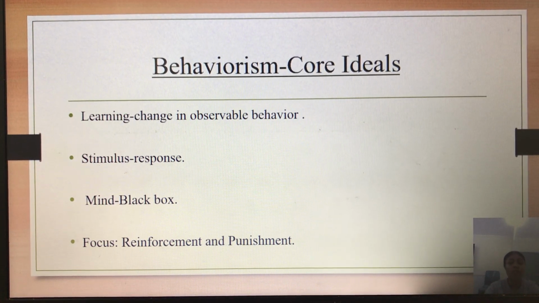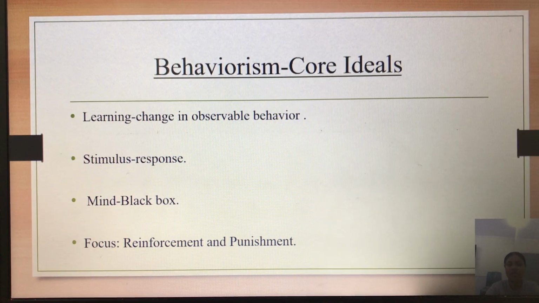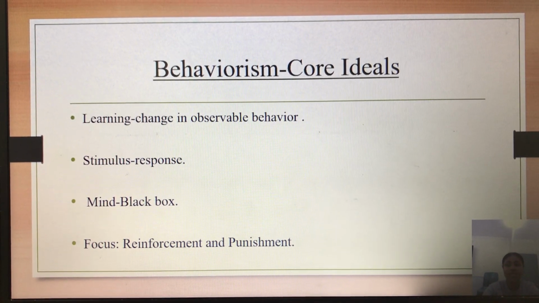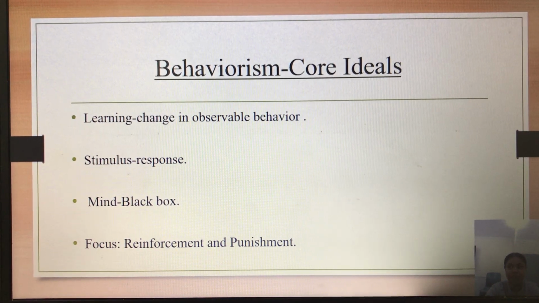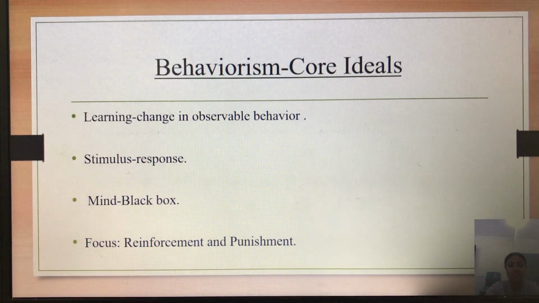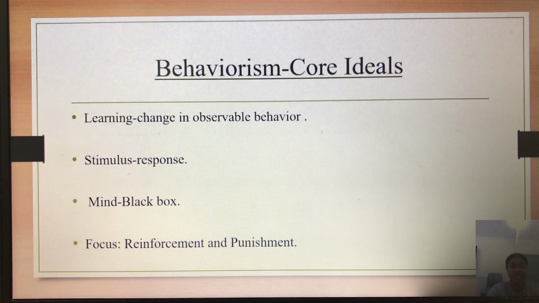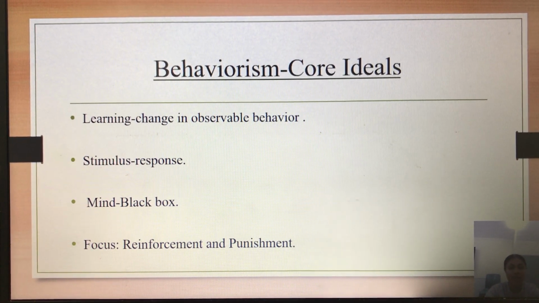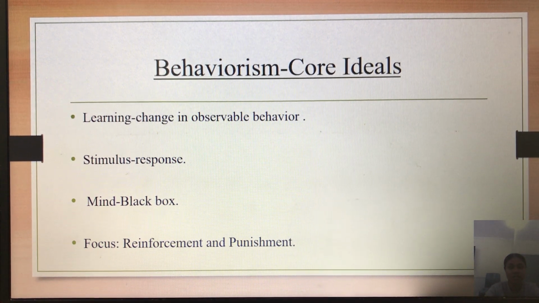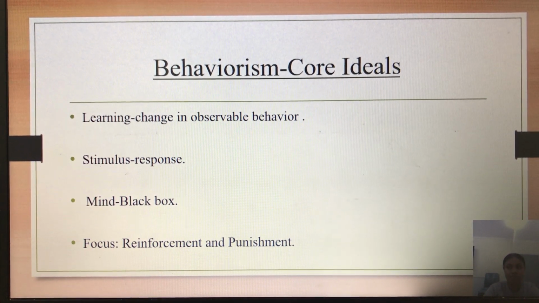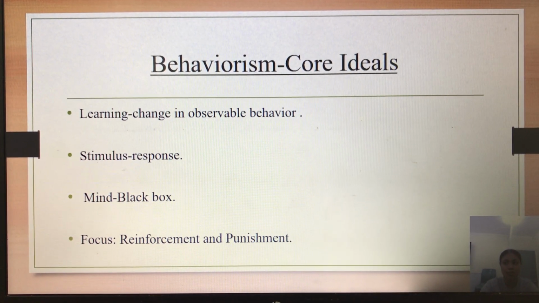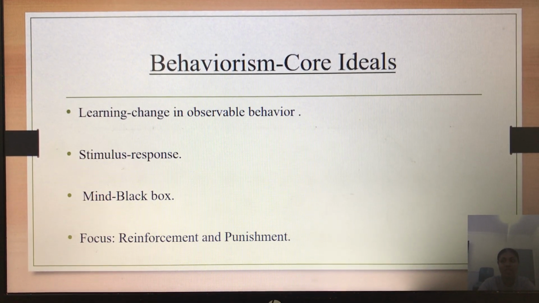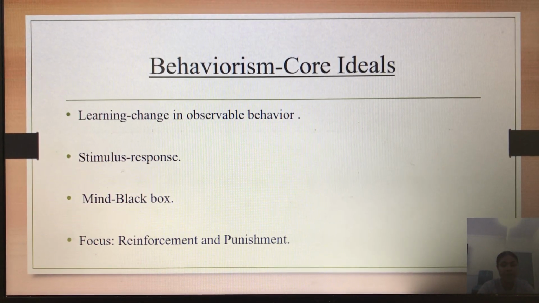Behaviorism is one of the oldest learning theories. It views the mind as a black box, meaning we don't focus on internal thought processes. Instead, we look at how a stimulus produces a response. Learning happens through conditioning using reinforcement and punishment.